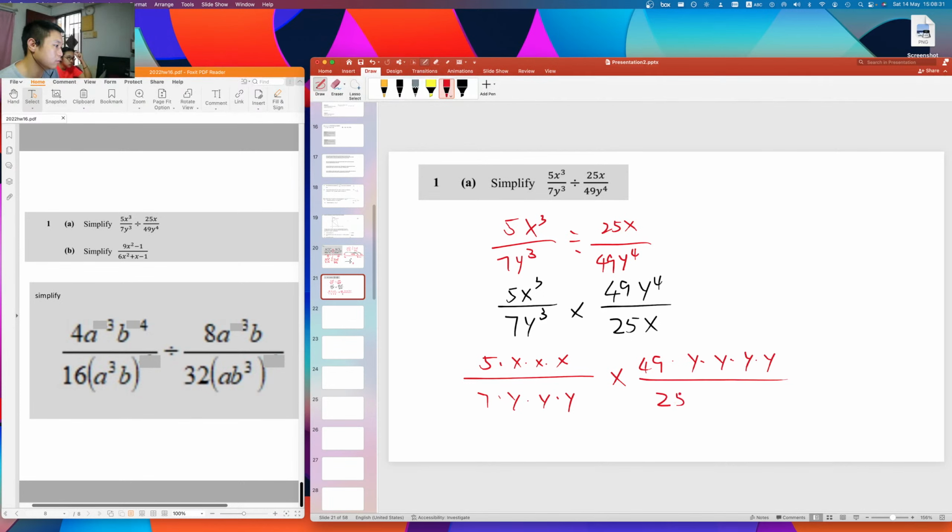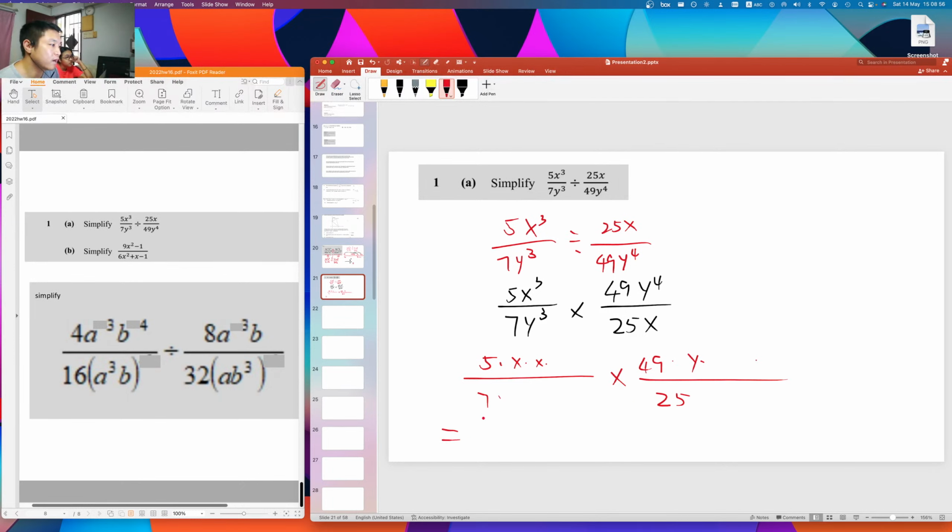Below, 1x, right? So with this, I think you can see that you have 3y here, 3y here, then you can cancel them, right? Am I right or not? Right or wrong? Then you have x. Okay, then done.